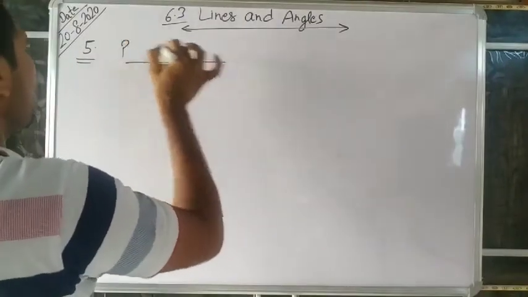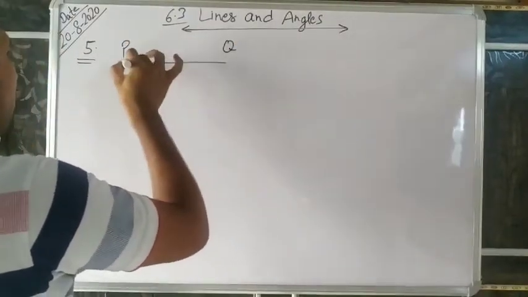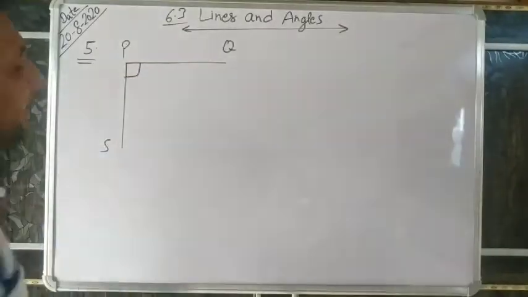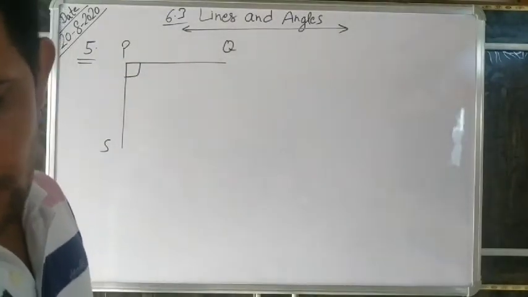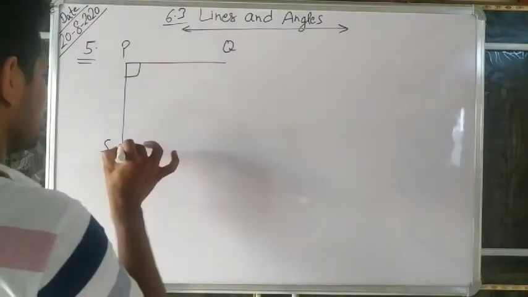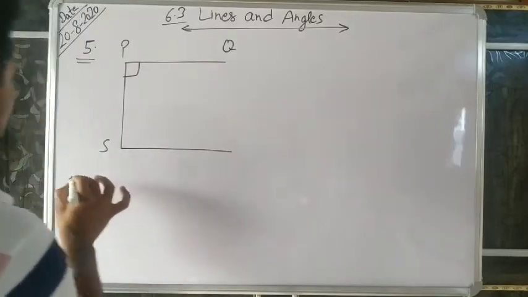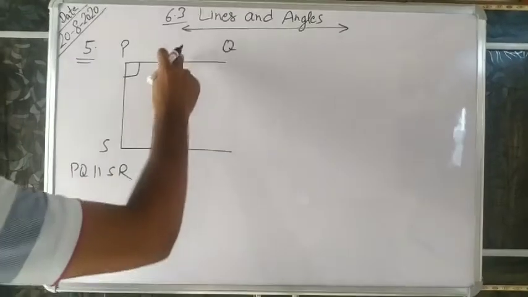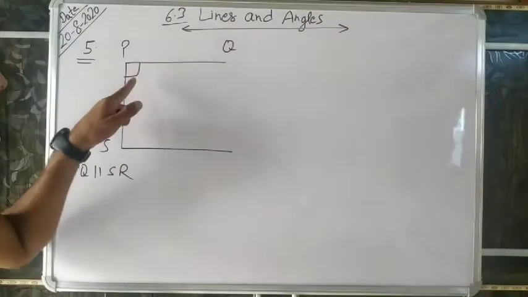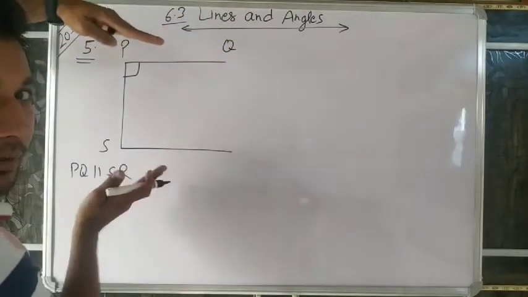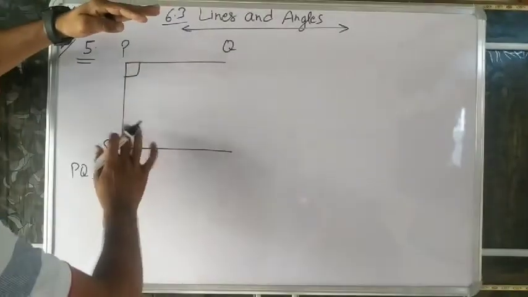PQ is perpendicular to PS. Perpendicular means 90 degrees. And PQ is parallel to SR. It is also important. If the angle is 90 here, it is also 90 there. Why? Because if two lines are parallel, the sum of interior angles on the same side is 180.